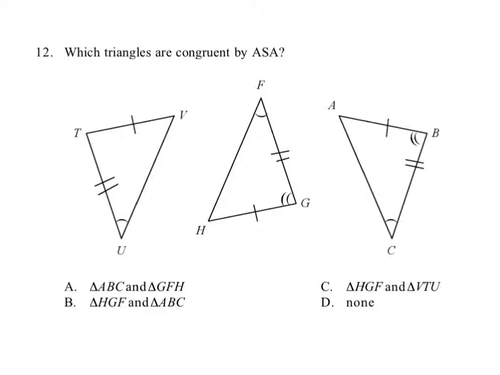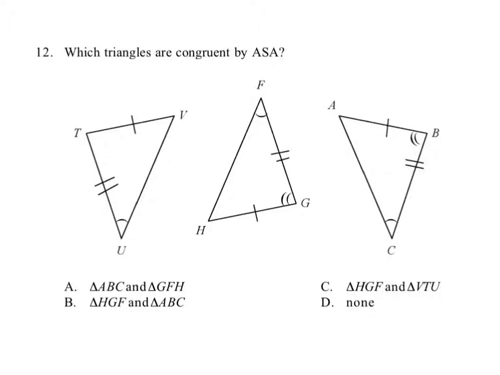How do we name them? I'm going to get the marks out of there. How do we name them? Well, we have triangle ABC for sure, and we have triangle GFH. Those have the same letters, so what we really need to do is make sure that their names are correct.